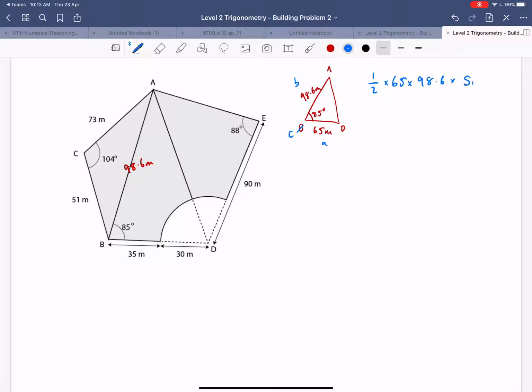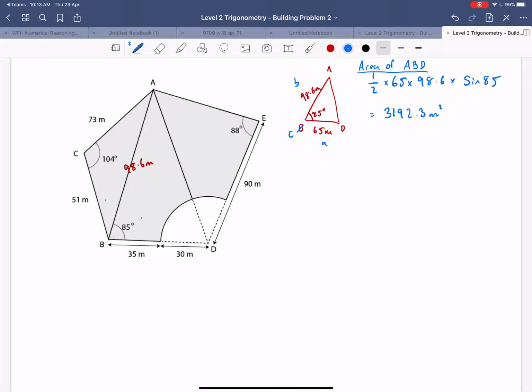times sine 85 will give me the area of ABD. Okay, type it into a calculator. Gives you an area of 3,192.3 meters squared. Okay, so that is the area of ABD. Okay, so I've got two of my areas so far. I've got area ABC and ABD.